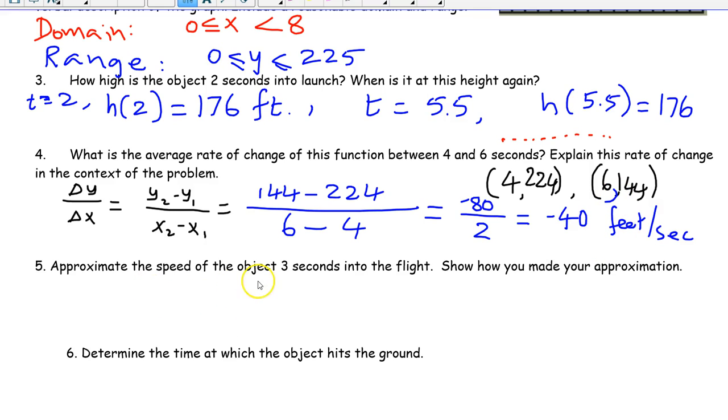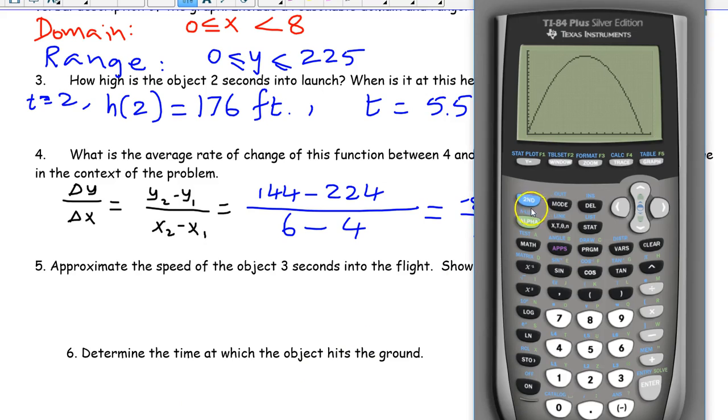Now approximate the speed of the object 3 seconds into the flight, and explain how you made this approximation. So what is the approximate speed? We are looking for the speed. It is like an instantaneous velocity, but instead of going to that formula, you can directly approximate it. I'll go to the table again. For 3 seconds, we'll take either values before 3 seconds or after 3 seconds, and at 3 seconds we'll take two values.